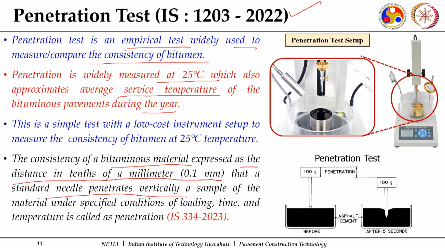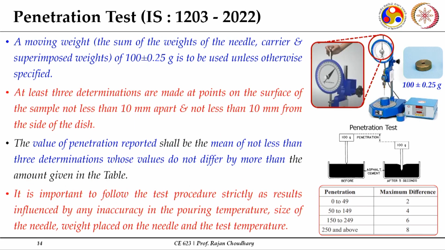So, a standard needle penetrates vertically into a sample of the material under specified conditions of loading and time. This is important: the temperature at which we do the measurements, the most common being 25 degrees centigrade. And here the important aspects are the dimensions of the needle, the weight of the assembly which is going to penetrate, the amount of time which is allowed for the needle to penetrate, and then you measure your penetration in terms of 1/10 of a mm. It says the moving weight, the sum of the weights of the needle, carrier and superimposed weights, is in the range of 100 grams.